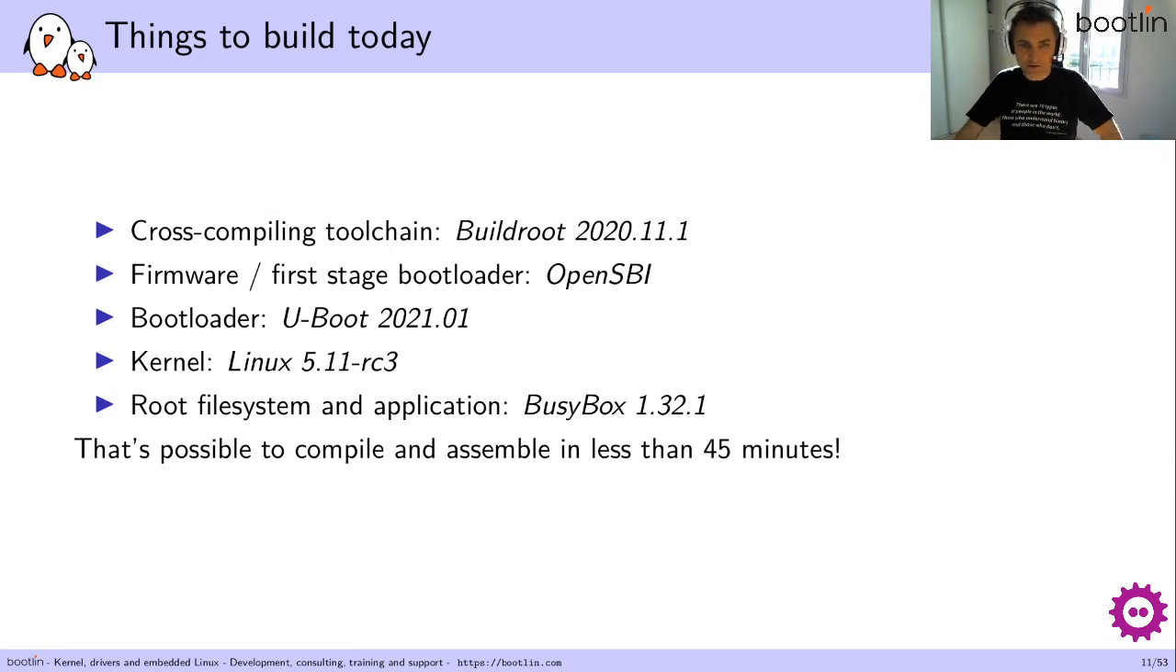Here are the things to build today. The cross-compiling toolchain will be built with Buildroot, the latest version. We'll use OpenSBI to build the first stage bootloader. Then the bootloader will be the latest version of U-Boot. We'll also use the latest version of the kernel at the time of this recording, and we'll use BusyBox to populate the root file system with basic utilities. All this is possible to compile and assemble in less than 45 minutes if you have a fast enough machine.